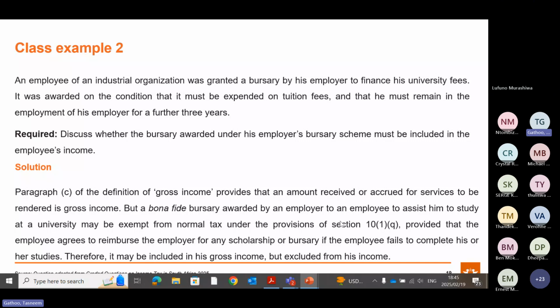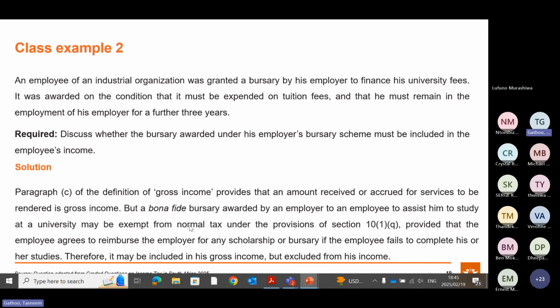What is the exemption? This brings us back to the fact that we first need to know what the legislation says to know whether it applies. What did section 10(1)(q) say? In order for a bursary to be exempt, an employer may grant a bursary or a scholarship to an employee to further their studies, and it will be exempt to the extent that if the employee fails that exam or that qualification, they will reimburse the employer.